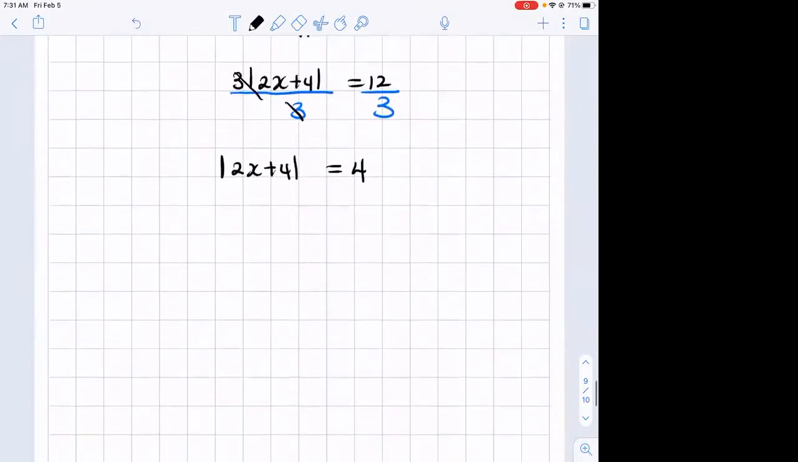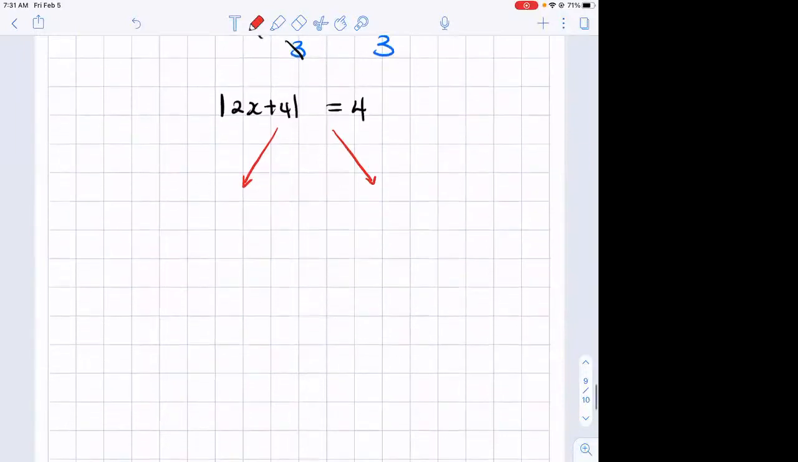And now I'm able to split the problem into 2. It's very important that you observe that the only time you can split it is once the absolute value is isolated. So we have 2x plus 4 is equal to 4, and 2x plus 4 is equal to minus 4.